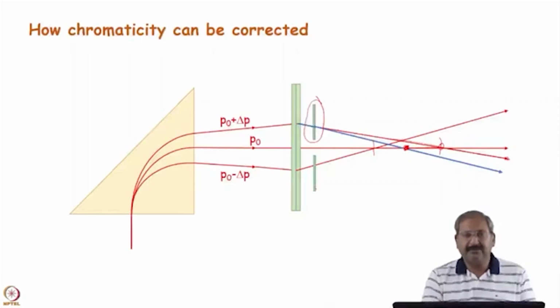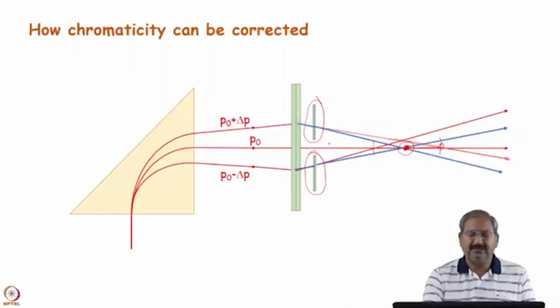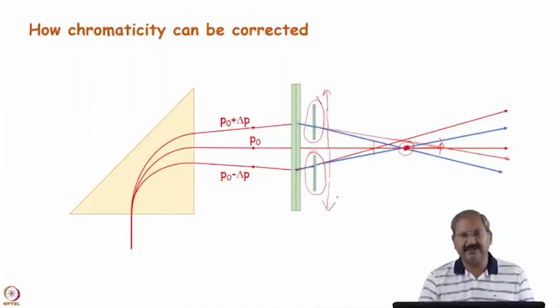And for the lower momentum particle, we need a defocusing lens. So this should be a defocusing lens. It defocuses and the focal length increases for the lower momentum particle, and then both the particles, having higher momentum or lower momentum, reach the same focal point. So in this fashion we can correct the chromaticity. Means on one side of the axis we need a focusing lens, and on the other side of the axis we need a defocusing lens.